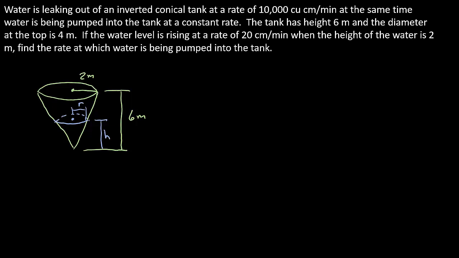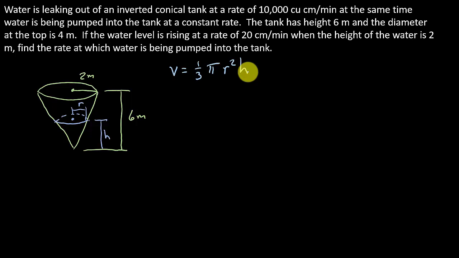Let's look and see what we need to do. This has to do with volume. Well, what's the volume of the cone? The volume is equal to 1/3 pi r squared times h. That's the volume.